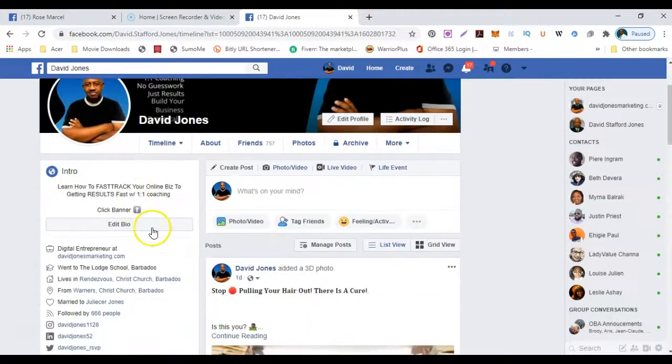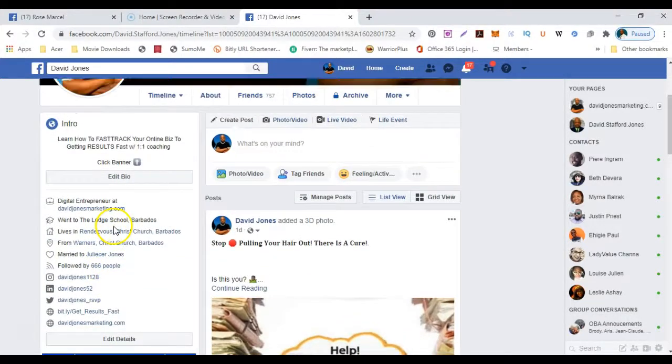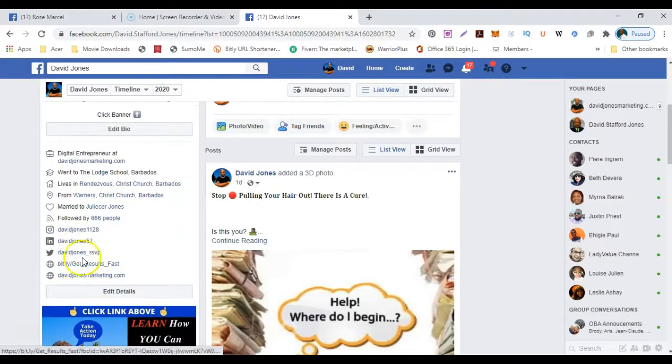So you have your intro coming down here on the left where it has the bio. You'll notice that it gives you the same information you saw in the About page, my address, who I'm married to. I'm followed right now by 666 people. I got to increase that quickly. 666 is not a number I'm fond of. And then you have the other links here.